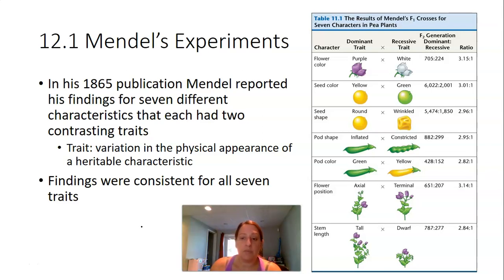So notice that 3 to 1 ratio. You can see the ratios here on the right hand side of this chart. Those are the ratios. Okay, so every time when he collected the data, he got about a 3 to 1 ratio. It didn't matter what trait he was looking at.